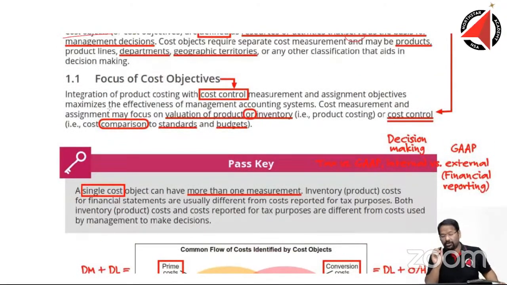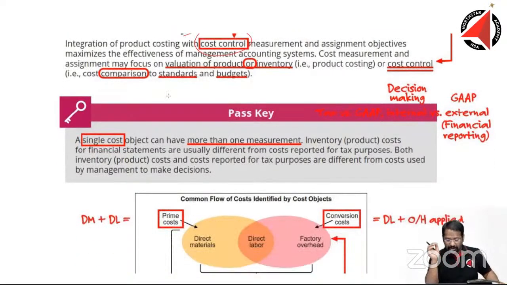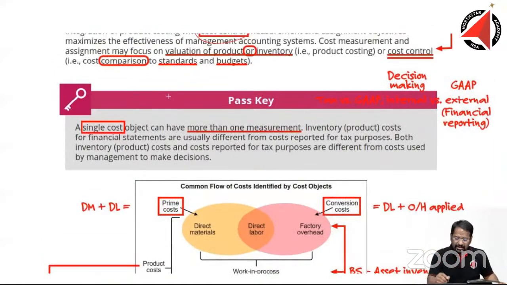Focus of cost object. The most important focus of a cost object is cost control. That's the most prominent objective of a cost object, cost control. Remember, there is something called cost control. There is something called cost reduction. Don't confuse between the two. We are talking about cost control only, not cost reduction here. All right. Now, whenever you see something mentioned in the pass key, ensure that you pay a little more attention, because this is important and sometimes this may be a confusing area. That's why the book wants to clarify this once again separately with you.